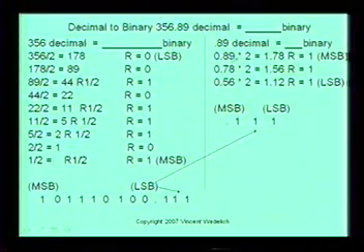So we have 0.89 times 2 is 1.78. Bring that 1 over here. That's your most significant bit. That leaves us with 0.78. 0.78 times 2 equals 1.56. Bring the 1 over there. 0.56 times 2 is 1.12. Remainder 1. So we could continue this, but we'll just stop, otherwise we might never stop. It would continue on forever. So we have 0.111.